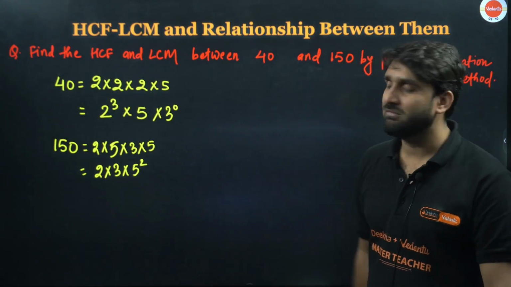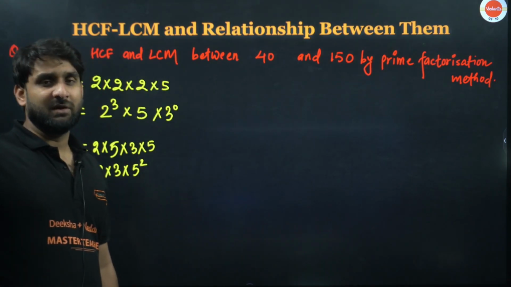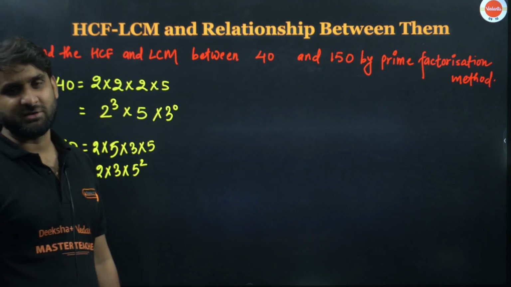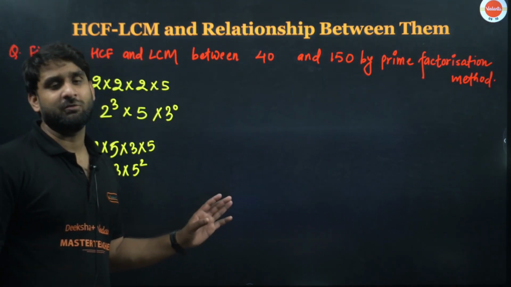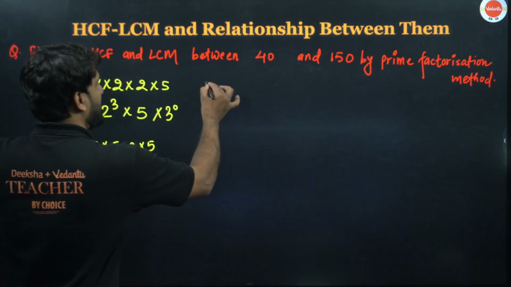So this is very important: write the number which is present in any number's prime factorization but is not present in the second number's prime factorization. Please write it down with power 0. Okay. Clear everyone? Now let's talk about HCF.